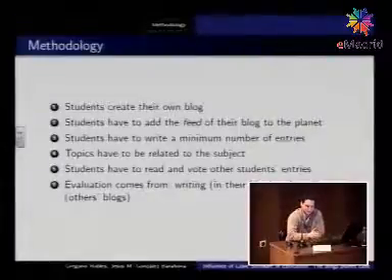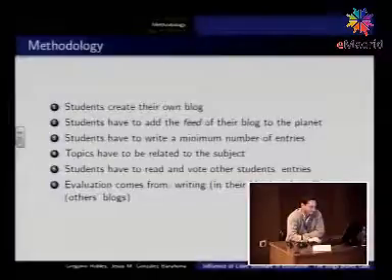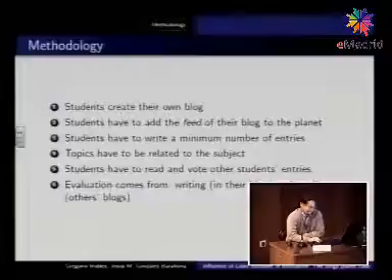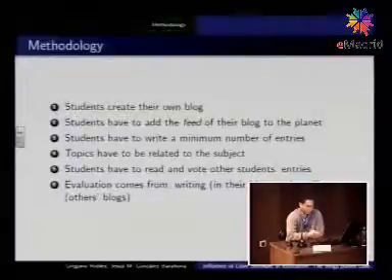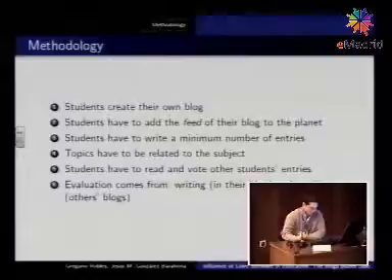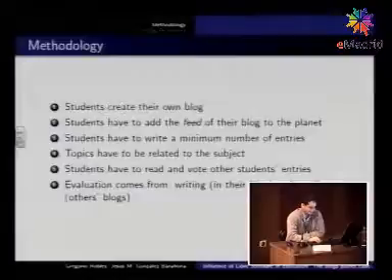What we do is we ask students to create their own blog in any of the places where you can open a blog, like Blogger and so on. Then they have to add the blog to the planet, and they have to write a minimum number of entries during the subject, usually twice a month or something like that. The only restriction is that the topics of these entries have to be related to the subject.